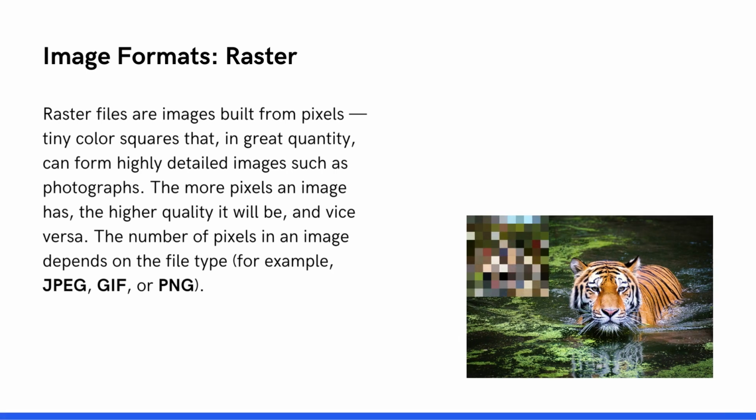Now let's talk about image formats. The first format is raster images. Raster files are images built from pixels, those tiny color squares that in great quantity can form highly detailed images such as photographs. The more pixels an image has, the higher quality it will be, and vice versa. The number of pixels in an image depends on the file type. Your file type can be JPEG, GIF, or PNG.